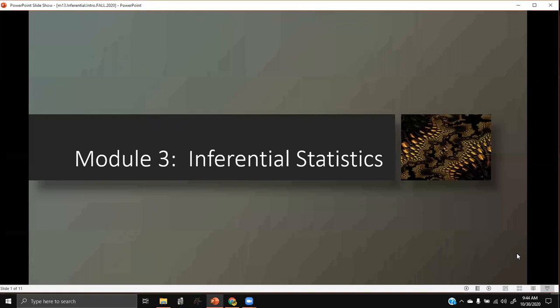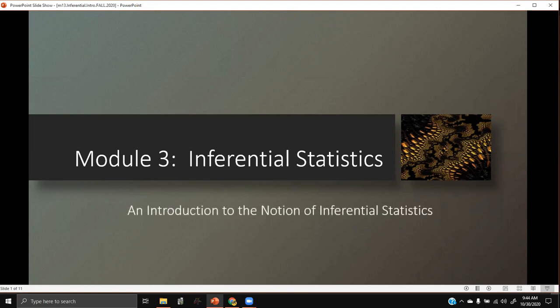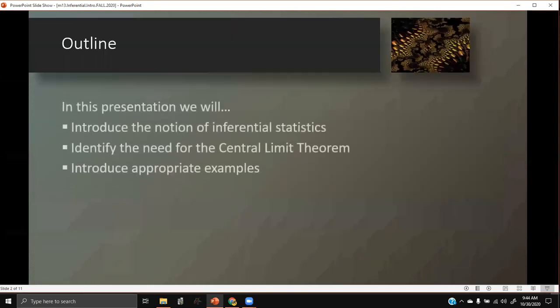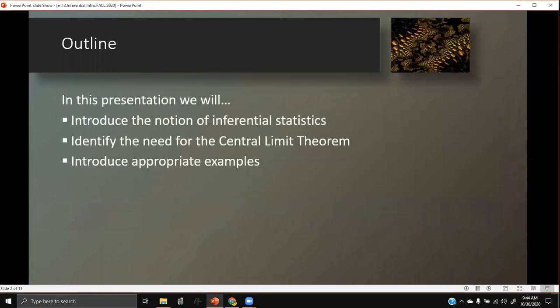All right, module 3, inferential statistics. An introduction to the notion of inferential statistics. So, in this presentation, we're going to introduce this notion. We're going to identify a need for the central limit theorem, and we'll introduce appropriate examples as we go through this basic introduction.